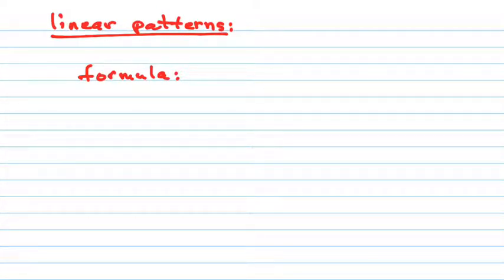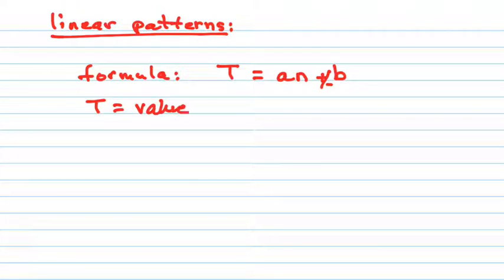Which is T, the term, equals A, which just means any number, N, and what does it mean if you have A and N crammed together like that? Multiplication, times. Good. Plus B. A equals any number times the other. What's N? N is the number of the term, where T is the value of the term. Give me a minute and I'll explain each piece.